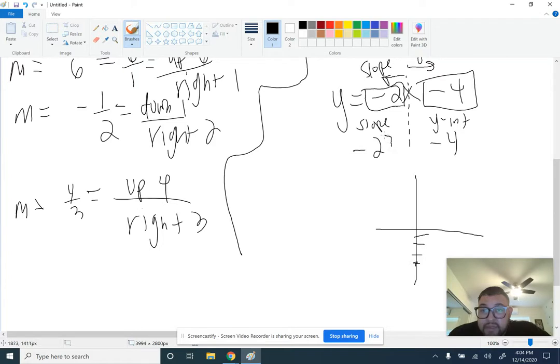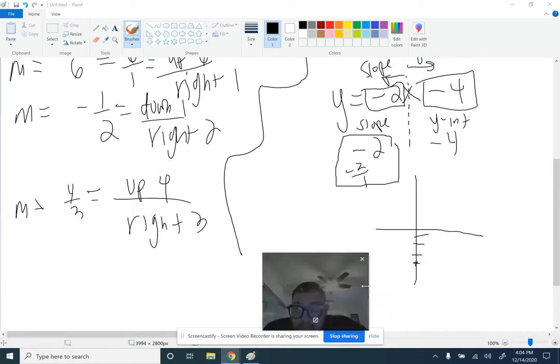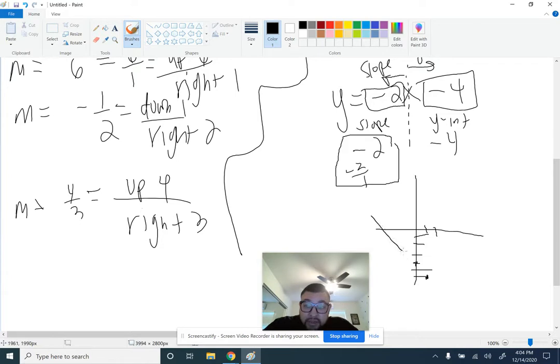And then my slope is negative 2, but this is also considered to be negative 2 over 1. So on my graph right here, I would go down 2, 1, 2, and then to the right 1. And these are the 2 points that I need. Remember that we need 2 points to graph a line. I would draw a line through them. Luckily, you guys have technology, and you guys are going to use Alex. And this is how we graph the line.